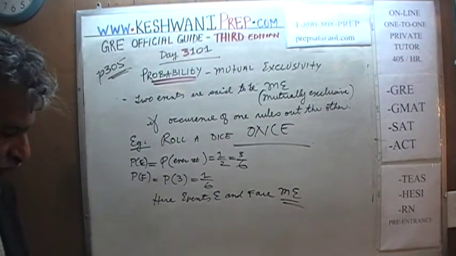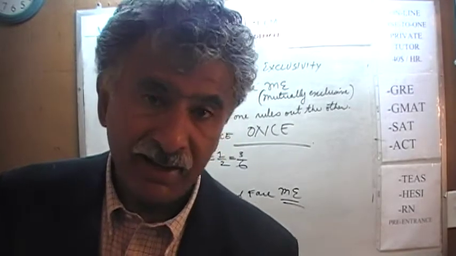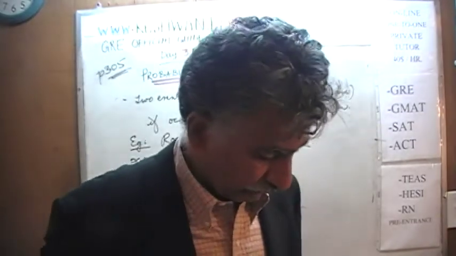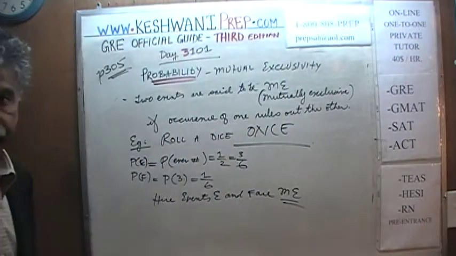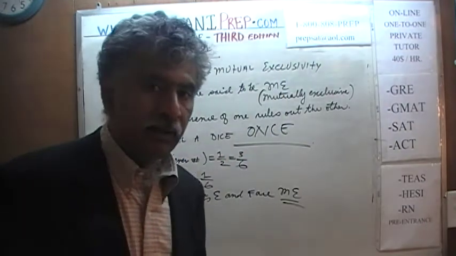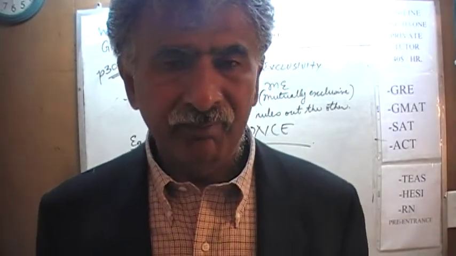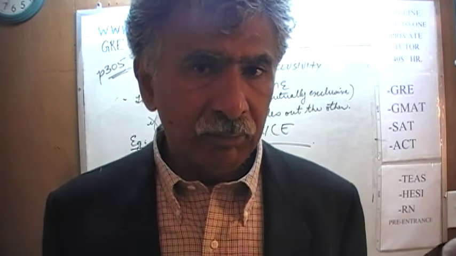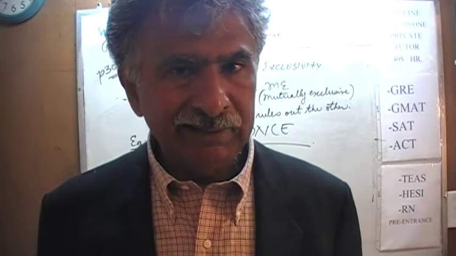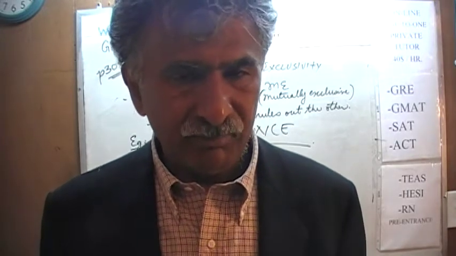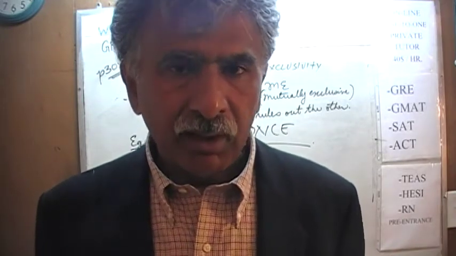Why are they mutually exclusive? Because if one happens, the other cannot happen. So I have rolled the dice, listen carefully, I have rolled the dice, and I just told you that I rolled an even number. Given the fact that I just told you that I rolled an even number, what are the odds that I also rolled a 3? Well, if I just told you that I rolled an even number, it rules out the possibility that I may have also rolled a 3 in that same roll, simultaneously at the same time. They cannot happen together. If one happens, the other cannot happen.